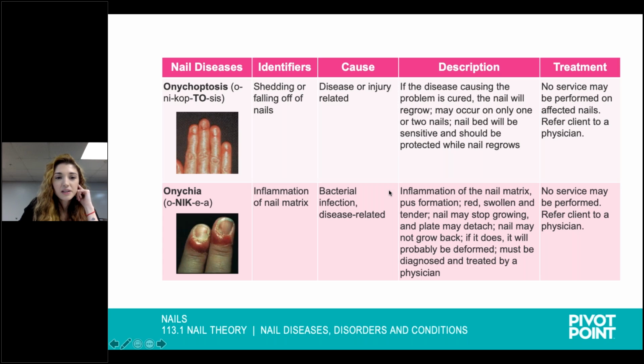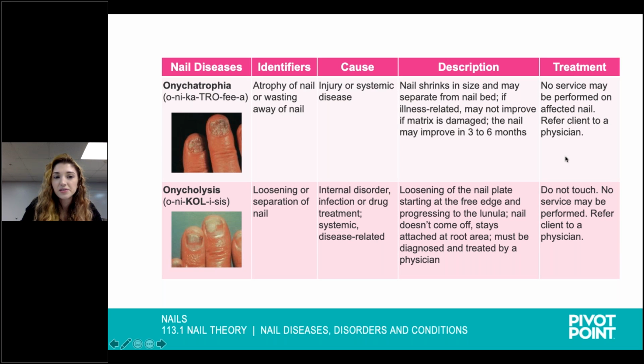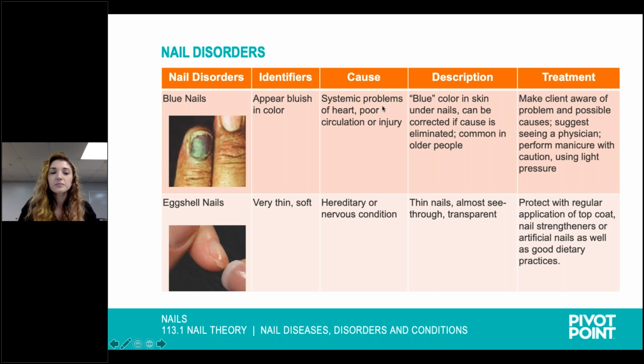Okay. So now we have blue nails. Blue nails, we see these more often than not in your elderly people. The nail actually does appear sort of bluish and it looks like a bruise underneath the skin. And essentially it kind of is. But you see this a lot in systemic problems of the heart, or poor circulation, or nail injury.